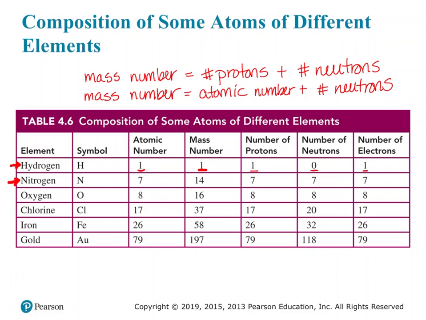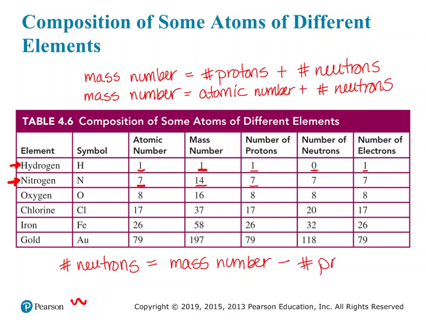Okay, so nitrogen. Let's look at nitrogen. Nitrogen has an atomic number of 7. And let's say we find an atom of nitrogen that has a mass number of 14. Okay, so just from that, we can tell that we have 7 protons because the atomic number is 7. So looking at the equations above, what we can do is rearrange the equation to solve for the number of neutrons. So we can say that the number of neutrons in an atom is equal to the mass number minus the number of protons, or minus the atomic number, since those are the same thing.